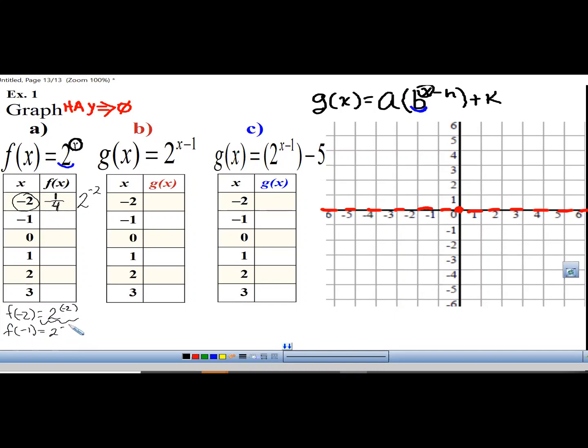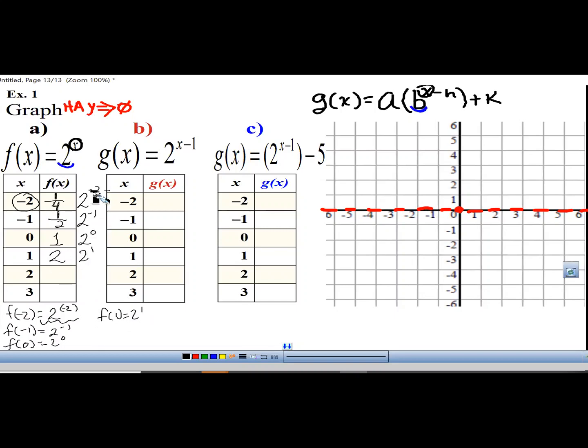Everything was a plan. So we have 2 to the -1. What does that become? 1/2. Okay. f of 0 equals 2 to the 0. What is 2 to the 0, Mia? 1. Let's go. Next, f of 1 equals 2 to the 1. 2 to the first power is 2.